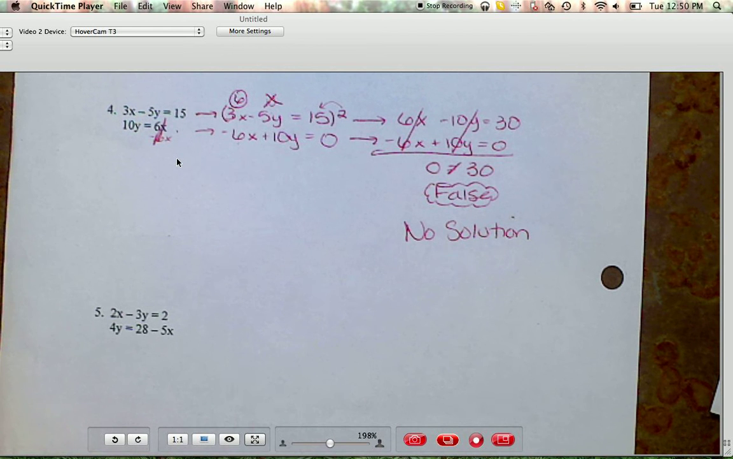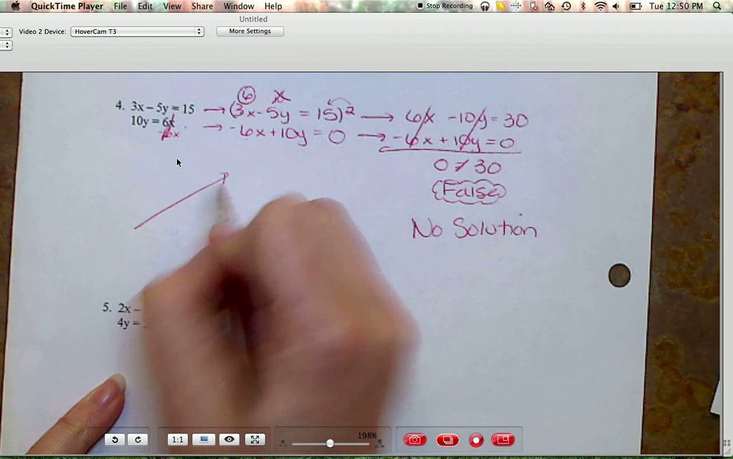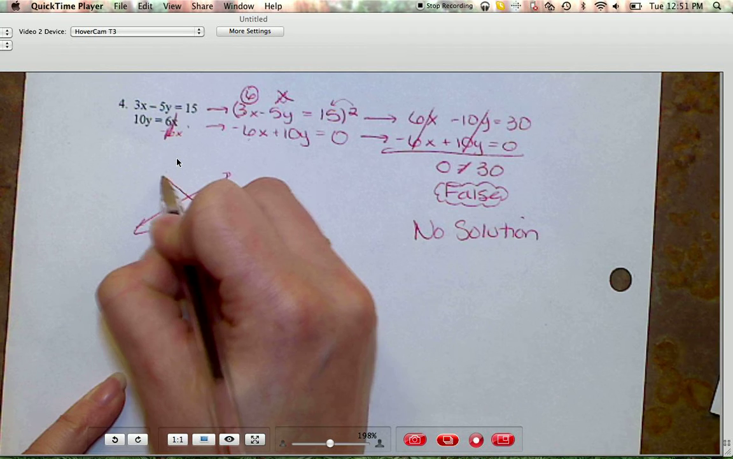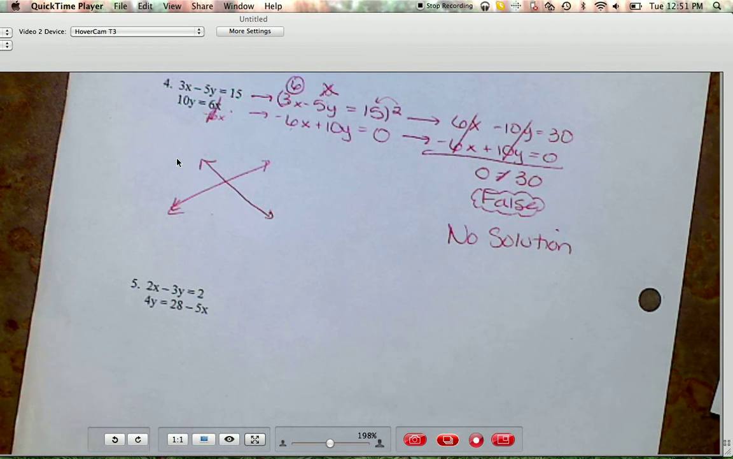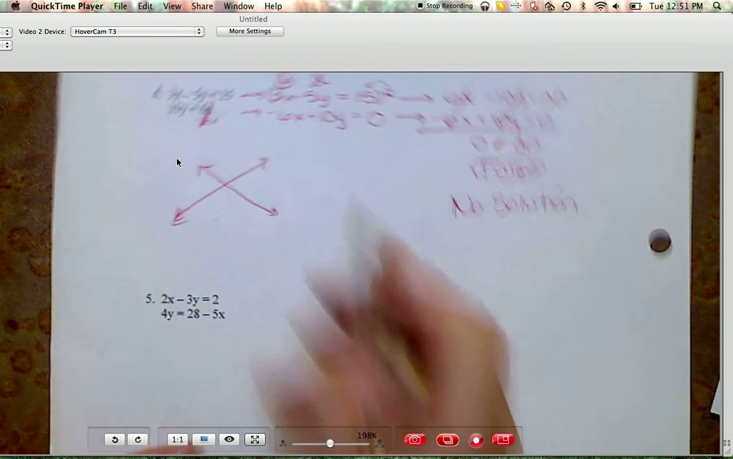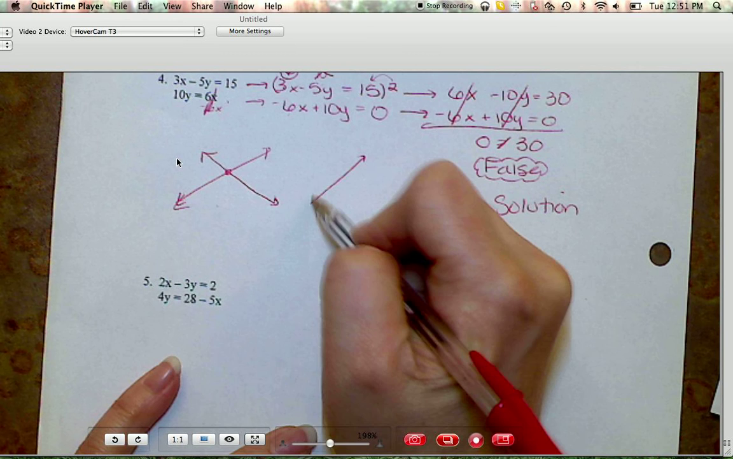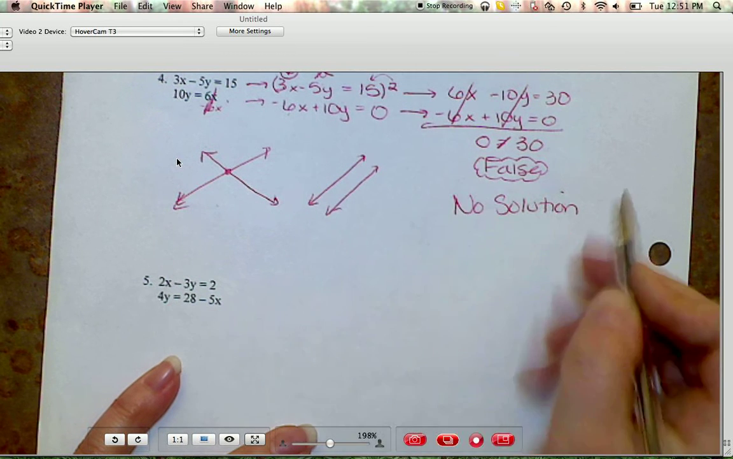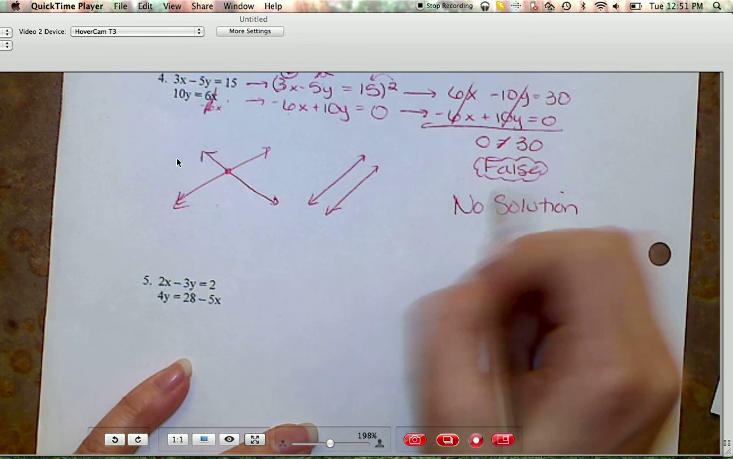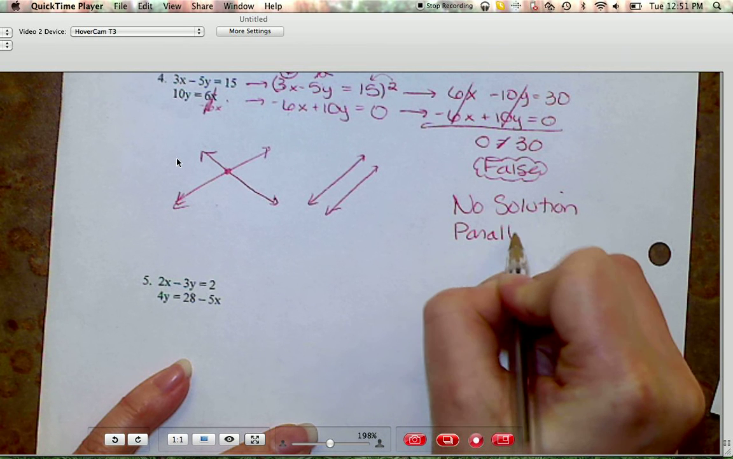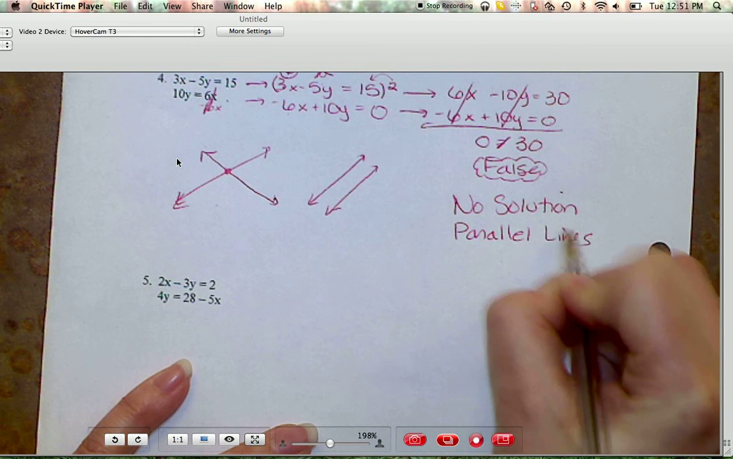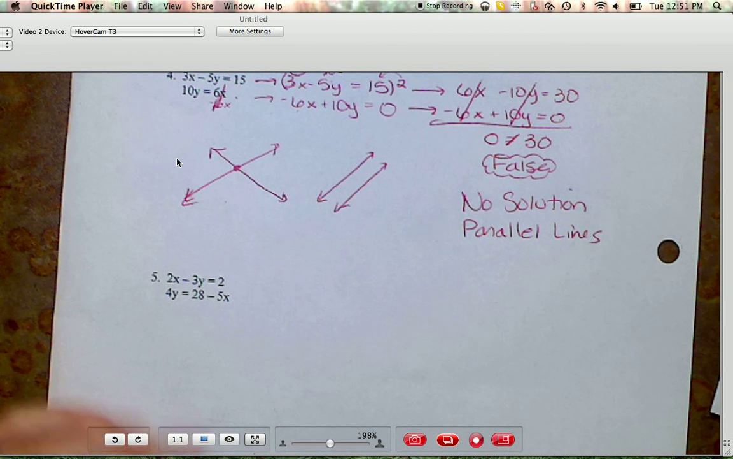Now, why would we get no solution? If these both represent a line, how could they possibly not cross each other? Because remember, the solution is the place where they intersect. So if we're getting no solution, that means they never intersect. Then what would be going on? The only types of lines that never intersect are parallel lines. So anytime you say no solution, you also need to write parallel lines. So we know why we're getting no solution.